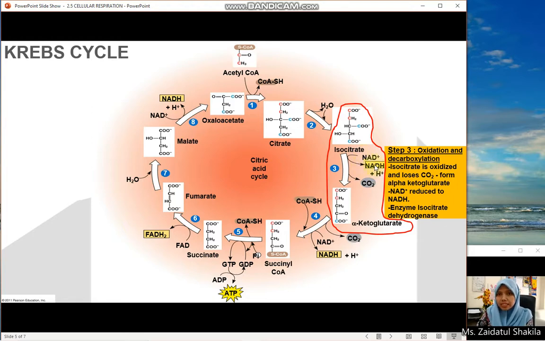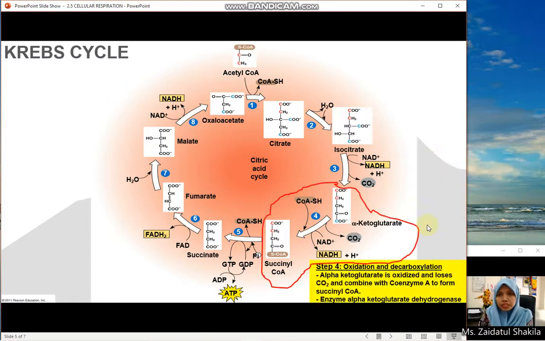Next process is the decarboxylation. So isocitrate will lose 1 carboxyl group from 6 carbon atoms forming 5 carbon atoms, because decarboxylation means a removal of carboxyl group. So the 5 carbon compound is named alpha-ketoglutarate. So this reaction is catalyzed by isocitrate dehydrogenase.